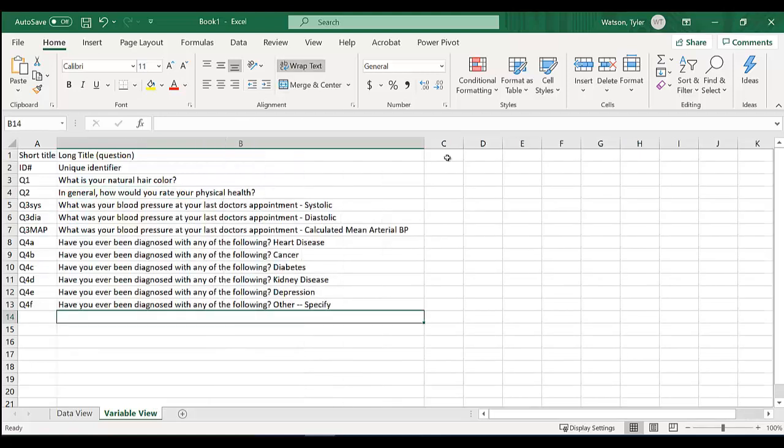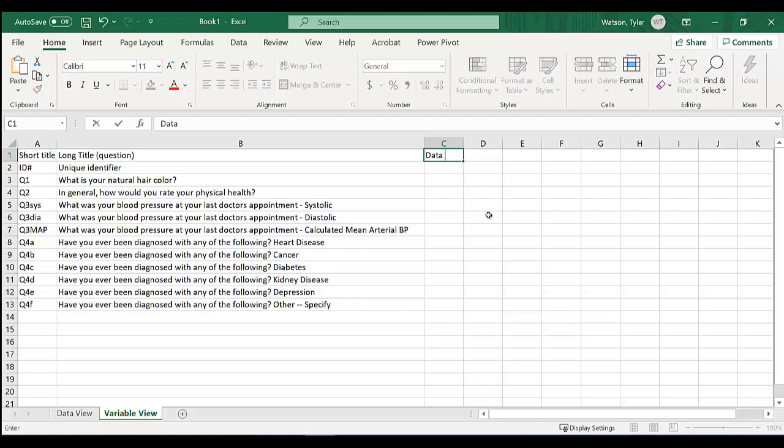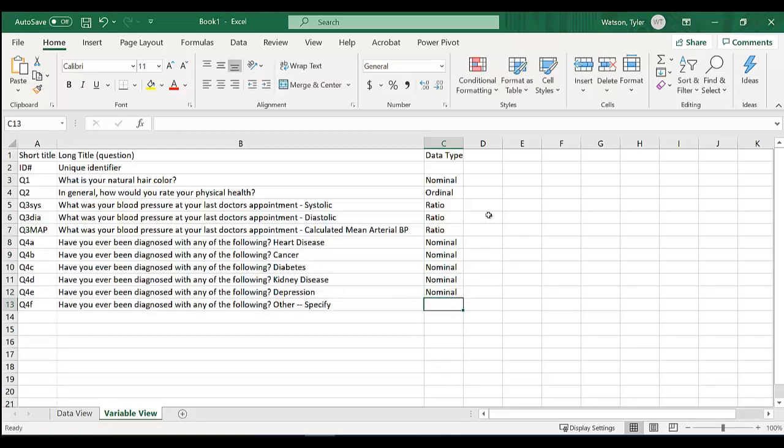Okay. We also need to know what kind of data type each one of these questions are. So we're going to type data type here, and then we're going to go through these. And remember, we had nominal and ordinal and ratio and ratio and ratio. And then each of these are nominal as well until we get to this last one, which is string.